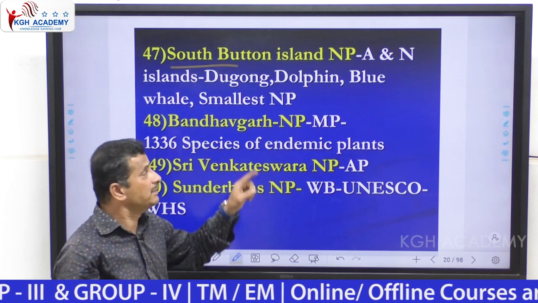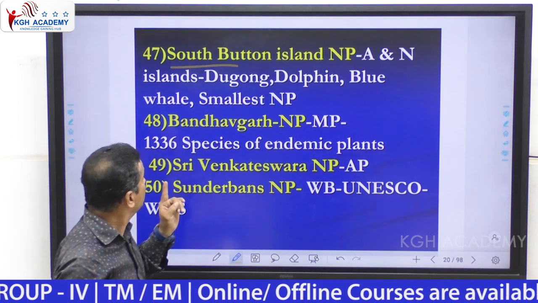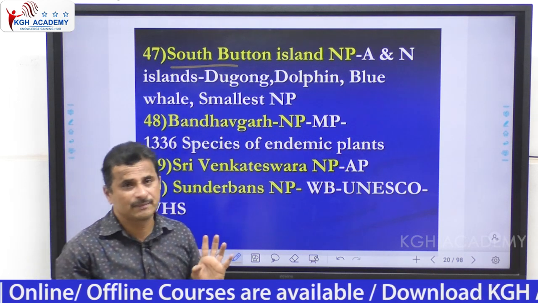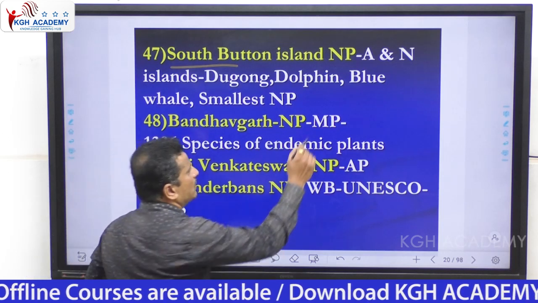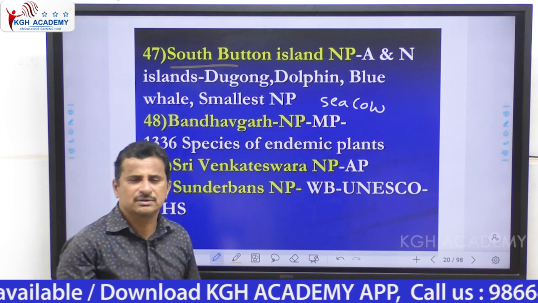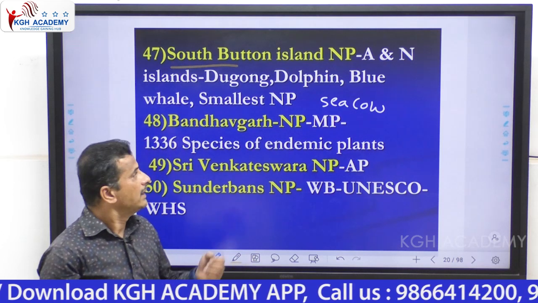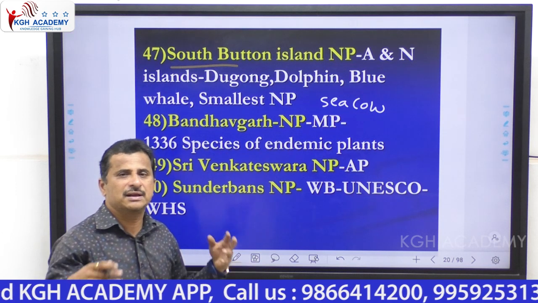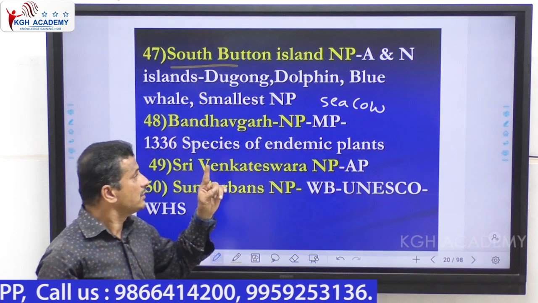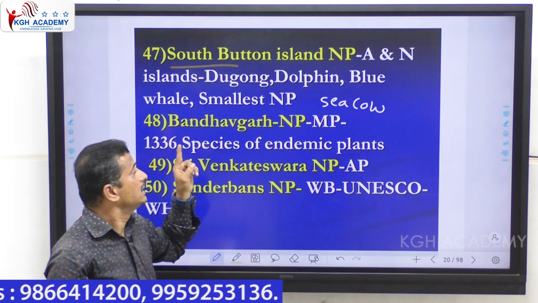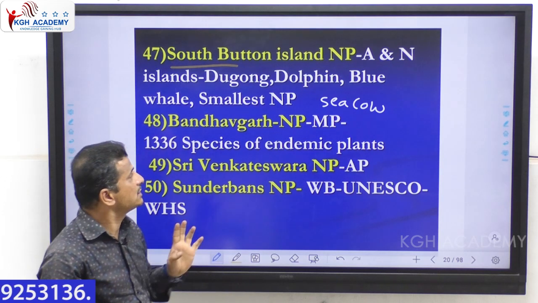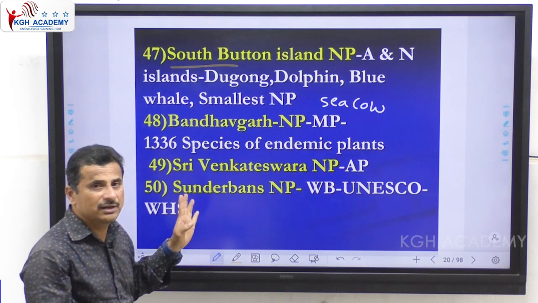Here marine mammals like dugong, dolphin and blue whale are present. Important, these are all marine mammals. Dugong is also called sea cow. Dolphin is the second most intelligent mammal, and the blue whale is the largest animal, the largest mammal. These marine mammals are all famous in South Button Island National Park. This is the smallest national park, present in the Andaman and Nicobar Islands.